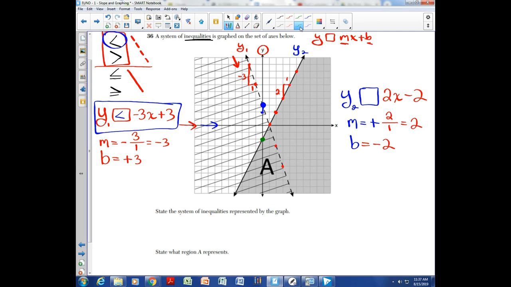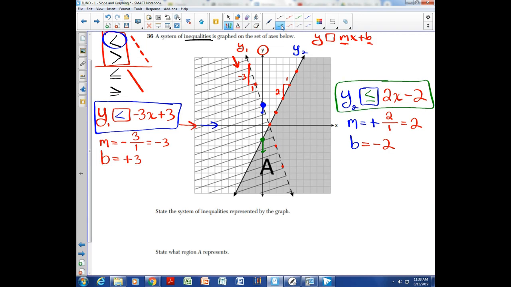But really, I don't want to think right, left. I want to think up, down. Well, if I go up, I'm not in it anymore. But if I go down, I am in that region. Well, down is less than. Well, that means that this y2 is going to be less than or equal to 2x minus 2. And now we have completed the second one.